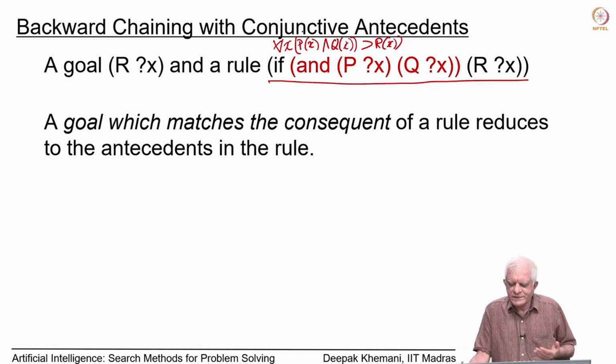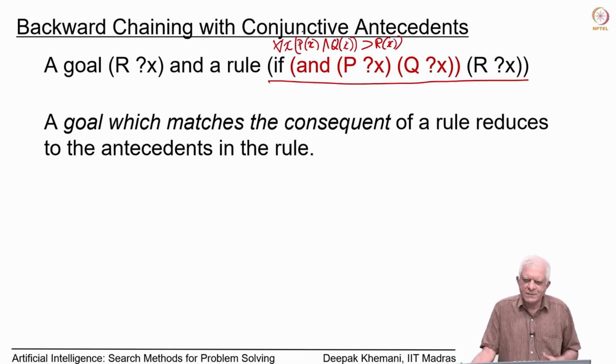But this list notation, I keep introducing it because I am hoping that some of you would go and try to write programs for doing that. Then you do not have to worry about all those mathematical symbols and things like that. Here everything is a list and it is kind of easy to process. Anyway, coming back to backward chaining.